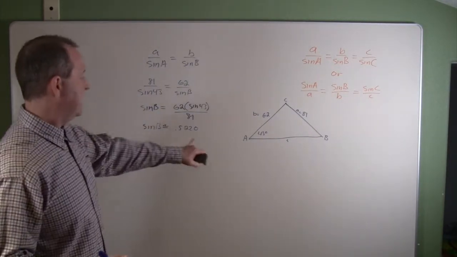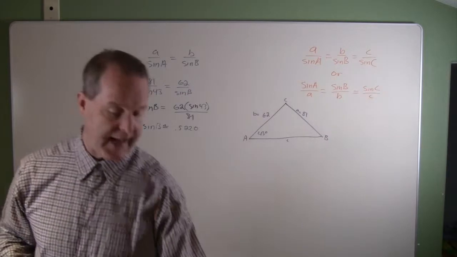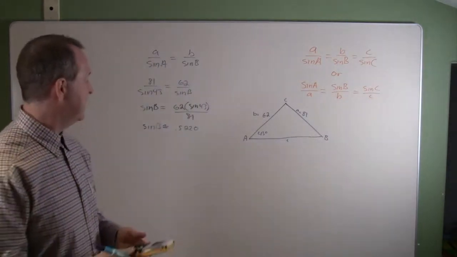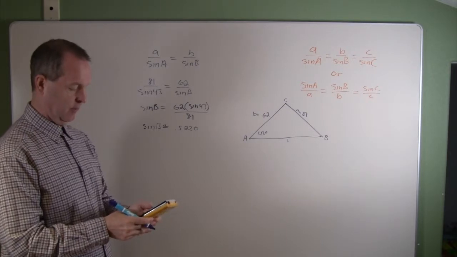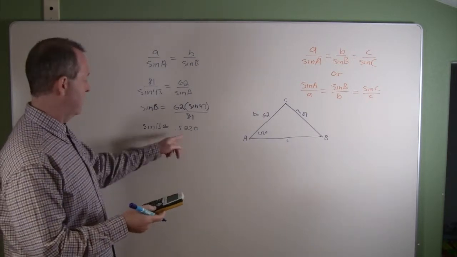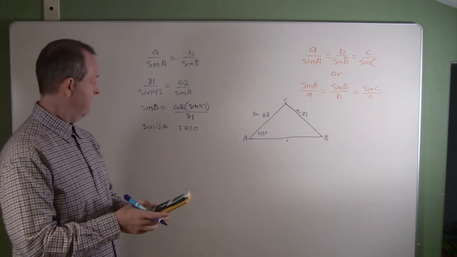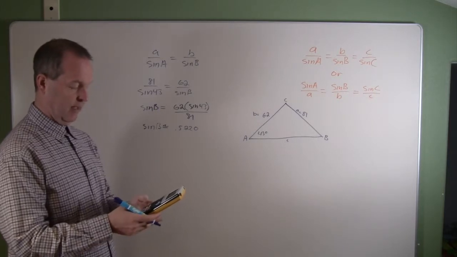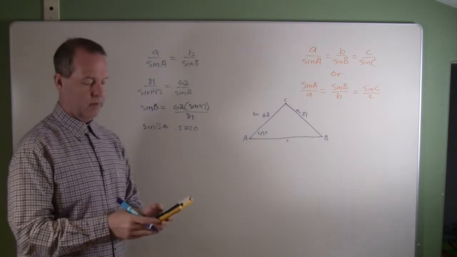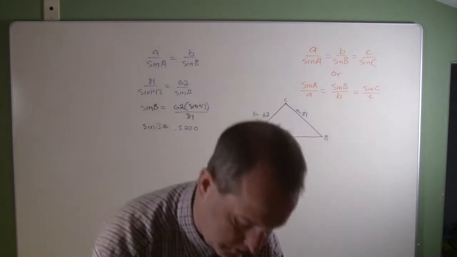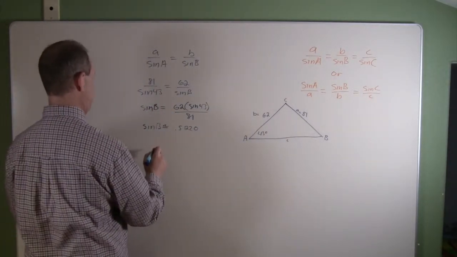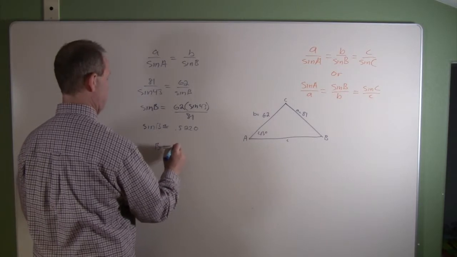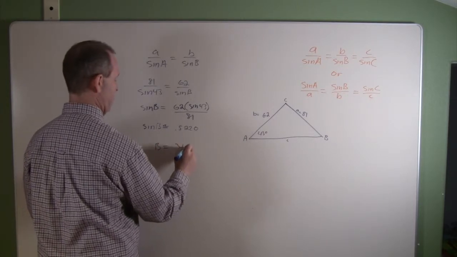Well, that doesn't give me the angle. To find the angle, I need to take the inverse sine of what we came up with, 0.5220 roughly, and that pops out 31 degrees. And actually, I probably should save that for a second. I skipped a little bit of a step I wanted to bring to your attention.